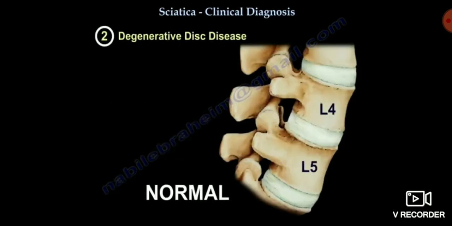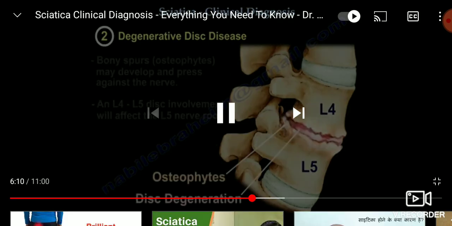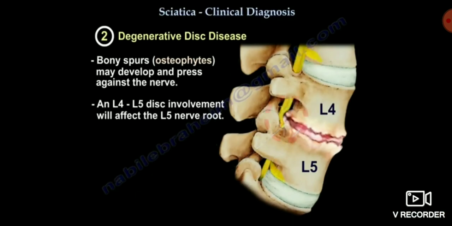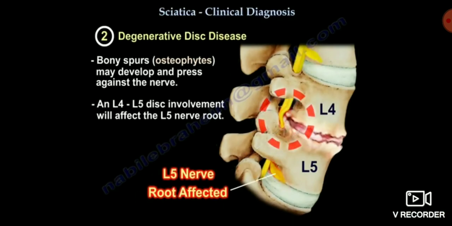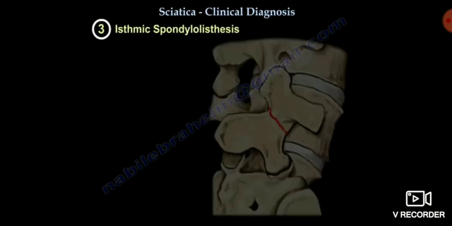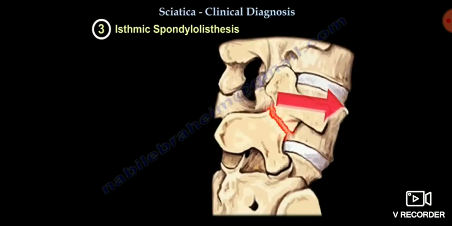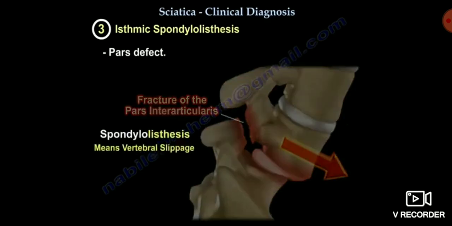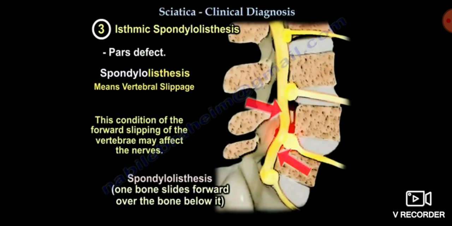Number 2 is degenerative disc disease. In this condition, bony spurs may develop and press against the nerve, and if the disc involves L4, L5, then you will have L5 nerve root involvement. Number 3, isthmic spondylolisthesis. There is a pars defect, and we know the word listhesis means a slip. So the pars defect allows one vertebral body to slip forward on the other.